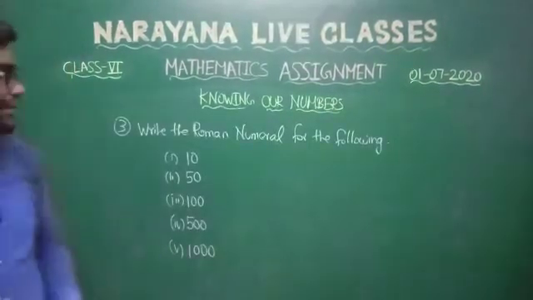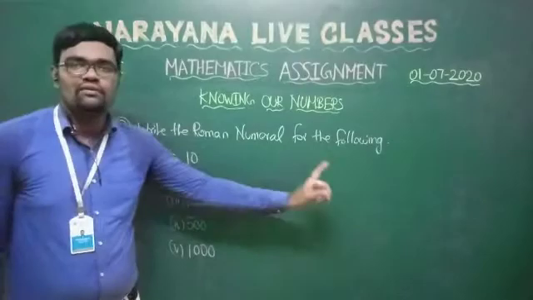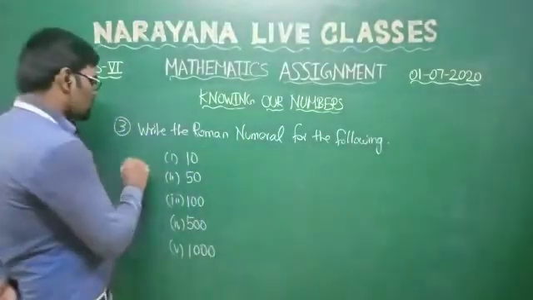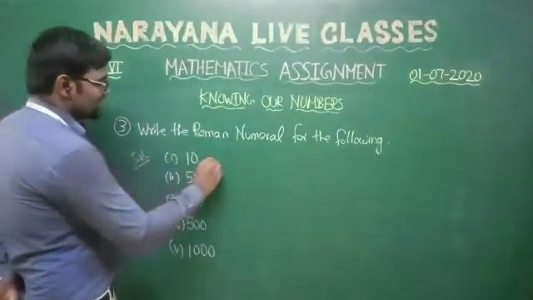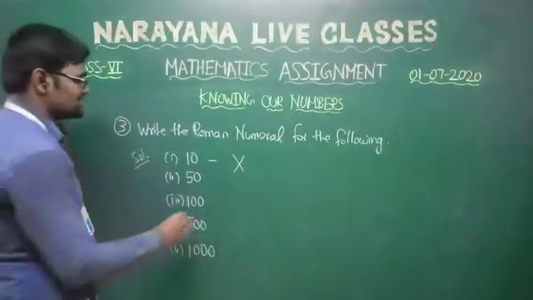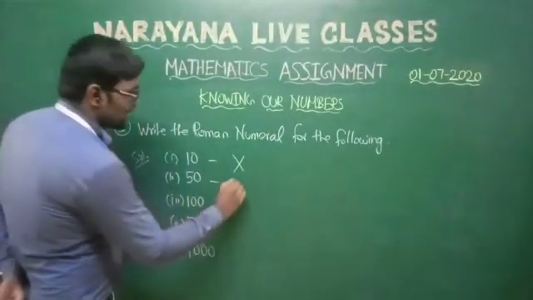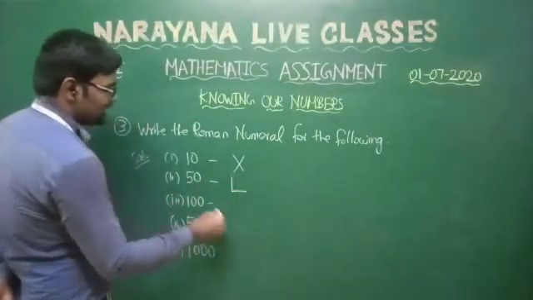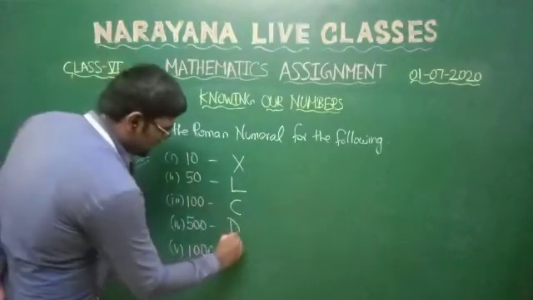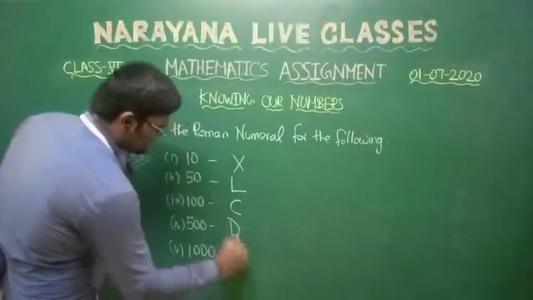Now we will discuss the third problem. Write the Roman numerals for the following. Roman numerals, I hope you all learned clearly. The Roman numeral for the value 10 is capital X. For 50 it is capital L. For 100 it is capital C. For 500 it is capital D. And for 1000 it is capital M.